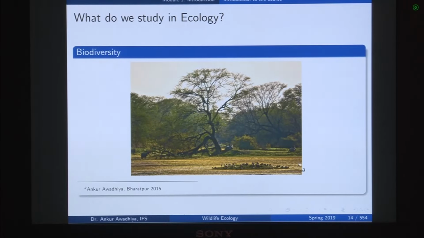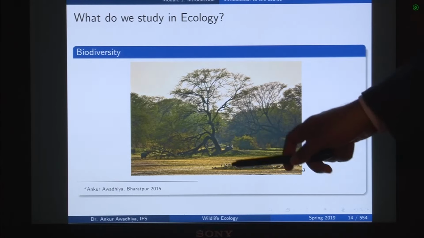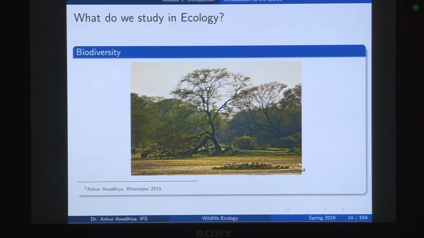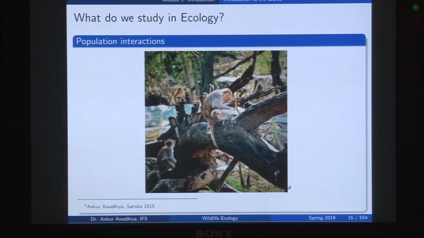So, the next question that ecology would try to study is the level of biodiversity that we have. What are the different kinds of species that are found in each area? What is their abundance and distribution? So, for instance, if we look at this area, do we have say 1000 birds of this species and say only 10 birds of some other species, or do we have an equal number of birds of all of these different species? So, that is also another topic that is studied in ecology. Next, we look at population interactions. Now, population is a group of animals that are living together and they belong to the same species. So, for instance, in this image we can see a troop of macaques.